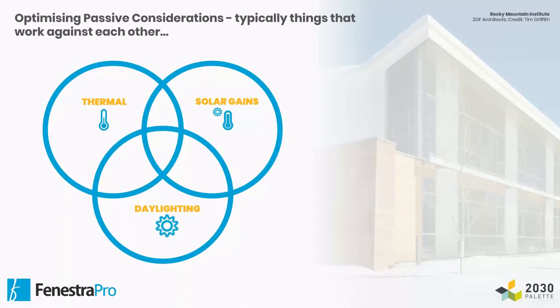Or the less glazing I have, it may be better thermally for my envelope, but I'll have a poor daylight performance within my spaces. So that sweet spot, that optimization, is a difficult challenge to meet. It's a difficult point to get to, optimizing between those three considerations. And that's where I suppose Fenestra Pro can start indicating and giving designers an understanding of the implications of their design decisions around these three considerations of your facade.